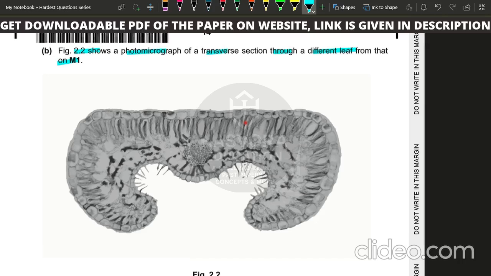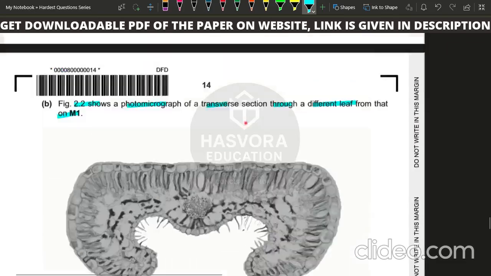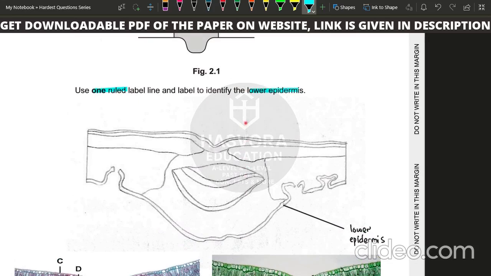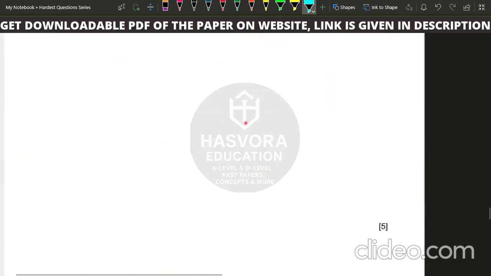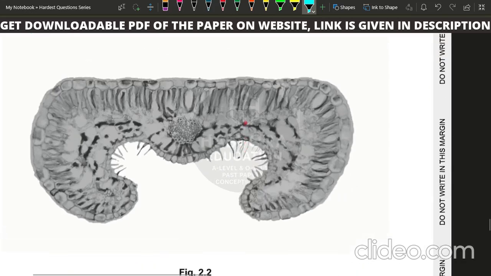Okay, so now they have given you this image, and you have to identify 3 observable differences other than color between the section on M1 and the section in figure 2.2. Now you can see that this plant diagram has the stomata, while this one you cannot observe any stomata. So the first feature that we can observe is that no stomata are present.